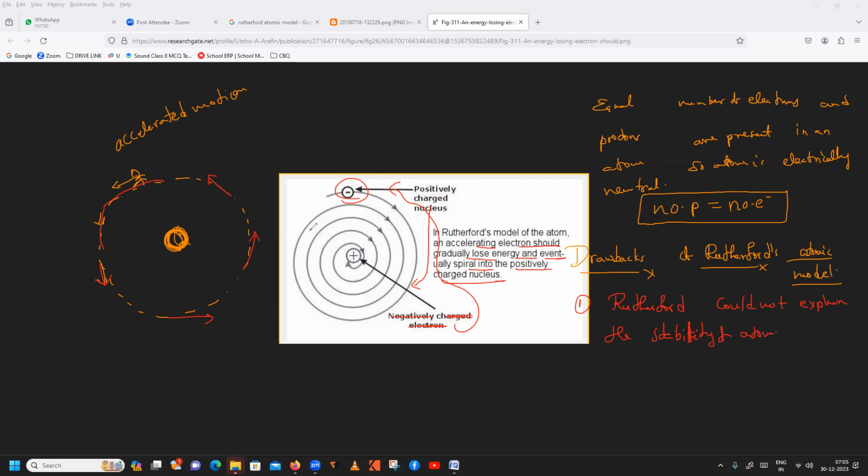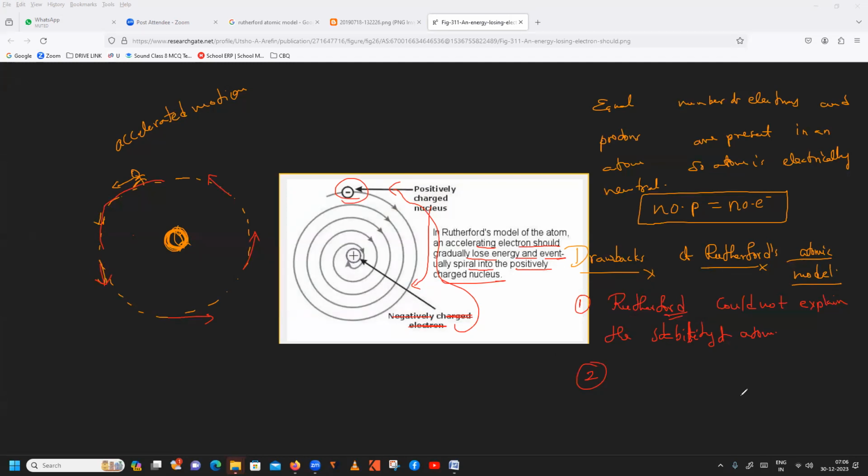In the same way, electrons are revolving around the positively charged nucleus. As they are in accelerated motion, slowly their energy will be lost. So speed will keep on reducing and they have to fall into the nucleus. So finally the atom will collapse. But that is not happening. Why is it not happening? That is not explained by Mr. Rutherford. So that is why it is a drawback of Rutherford's model. I hope you all understand, everybody. Clear?